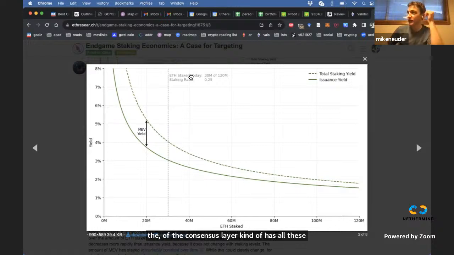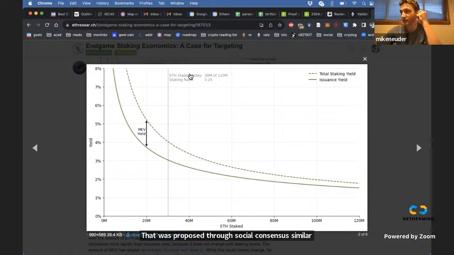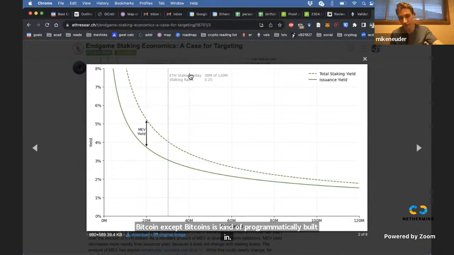Also, it's one of these things that's very easy to change, but it's very difficult memetically and politically. There's actually quite a historical context for changing the issuance curve in the proof of work days. Almost all the old hard forks went from, I think the original one was like 100 Ether per block to 50 to 25, this halvening that was proposed through social consensus, similar to Bitcoin, except Bitcoin's is programmatically built in. But once we hit proof of stake, once we hit the merge, we haven't changed the issuance at all.